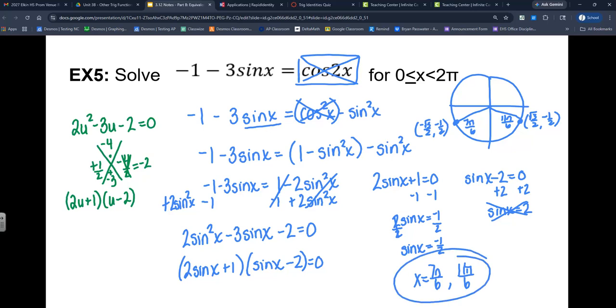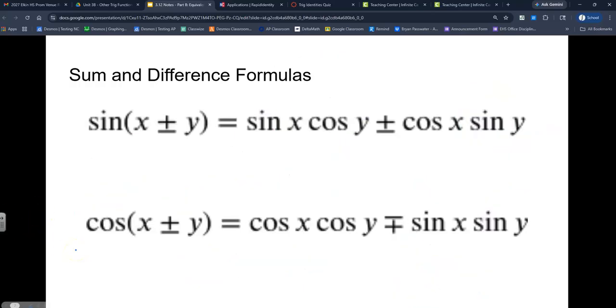Okay, these are like the questions you were doing on the quiz a few days ago, right? But you're adding a couple more steps until you get to the part where you just factor and solve. Okay, questions there? All right, we have 2 more formulas that we must know. I do have songs to help you remember these.